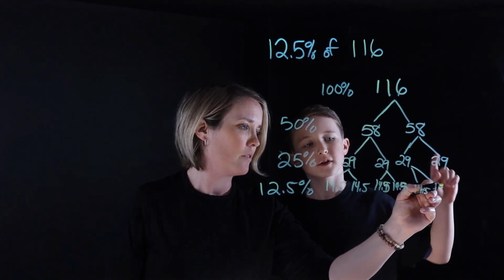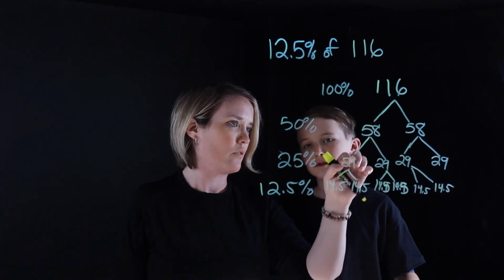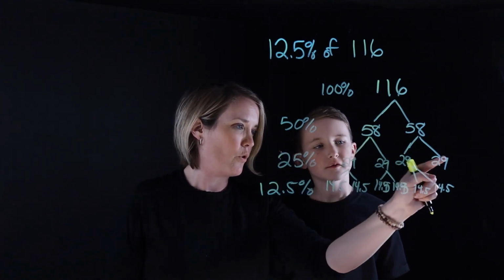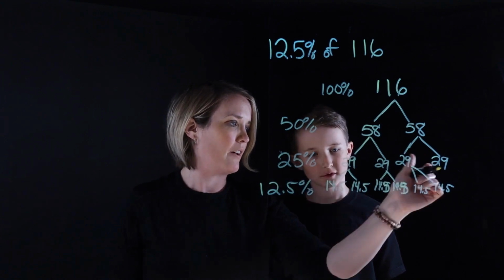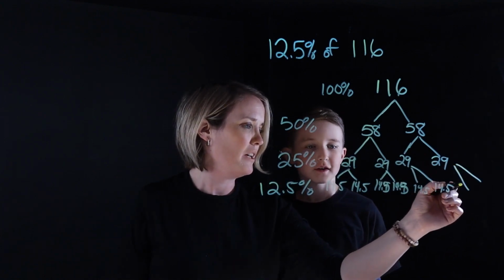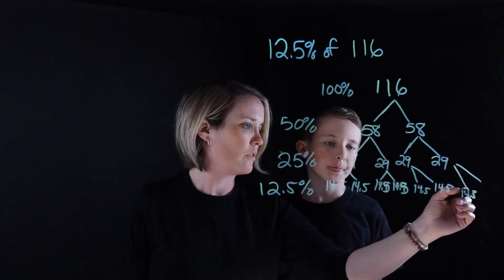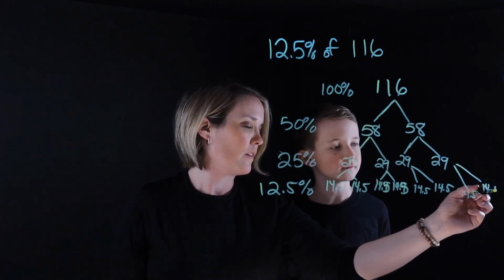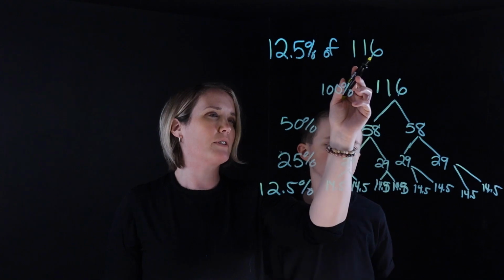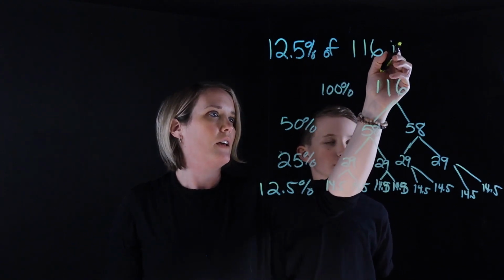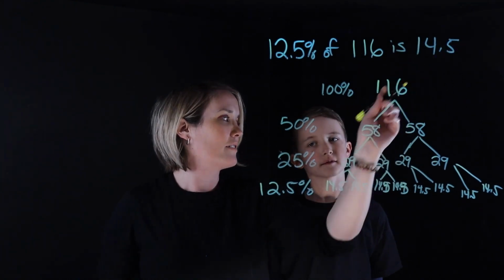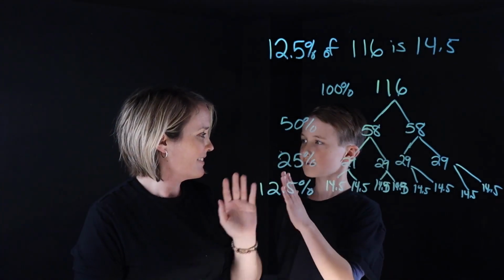We have 2 equal groups for 50%, 4 equal groups for 25%. And how many equal groups for 12.5%? That would be 8. Okay, so 12.5% of 116 is 14.5. That was awesome. Great job. Thanks. Bye.